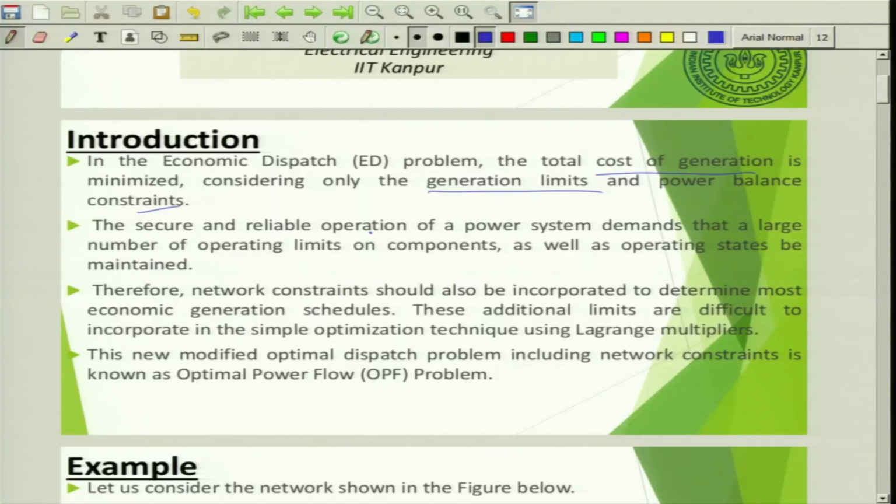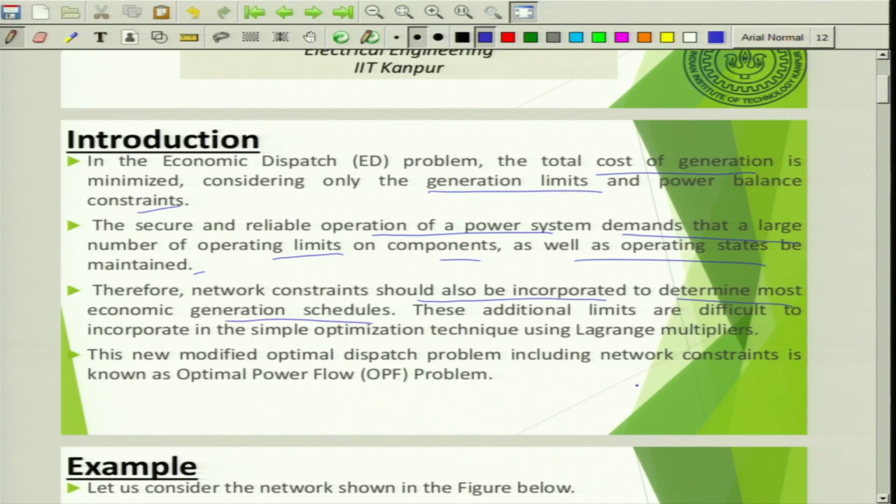The secure and reliable operation of a power system, however, demands that a large number of operating limits and components, as well as operating states, be maintained. So many other things need to be taken into consideration, such as operation limits of lines, the voltage and phase angle limits. Therefore, network constraints should also be incorporated to determine the most economic generation schedules.